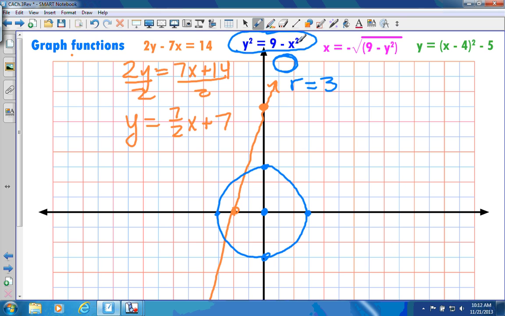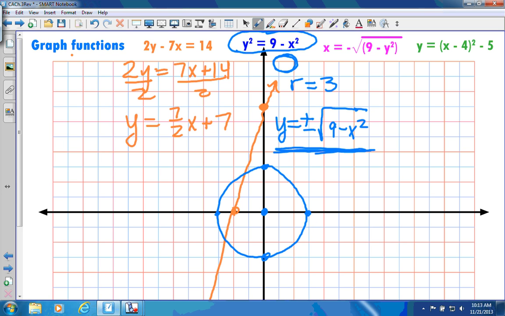Now really, if you solve for y, you would get y equals plus and minus the square root of 9 minus x squared. And since you have your graphing calculator, you can enter this into your graphing calculator to graph it. You'd have to put two equations in, one positive, one negative. The positive is the top half, the negative is the bottom half.